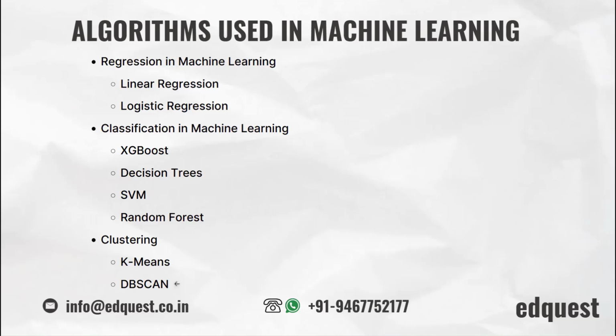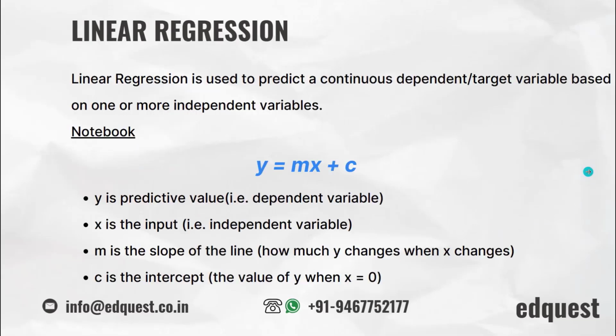Now we will explore linear regression in more detail. It's a go-to method when you want to predict continuous values like price, temperature or salary. Coming to what is linear regression. Linear regression is used to predict a continuous target variable based on one or more input variables. The core idea is to draw a straight line that best fits the data.